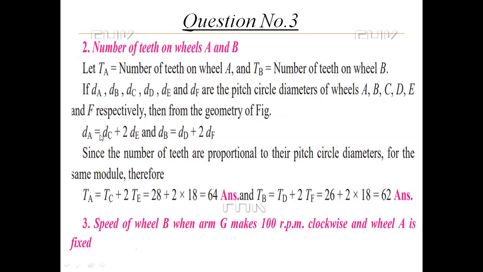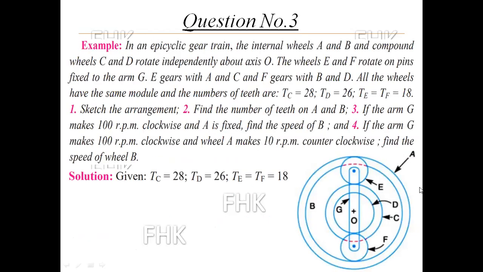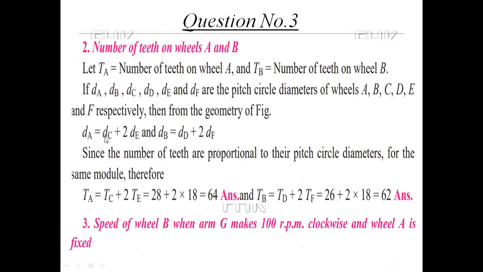Then from the geometry of the figure, I can write dA is equal to dC plus 2 dE. The diameter of A is equal to the diameter of C plus 2 times the diameter of E, because E is meshing with A and E is meshing with C. So diameter of C plus diameter of E here and diameter of E here, so 2 times diameter E. So dC plus 2 times dE is equal to dA. The same is written here.